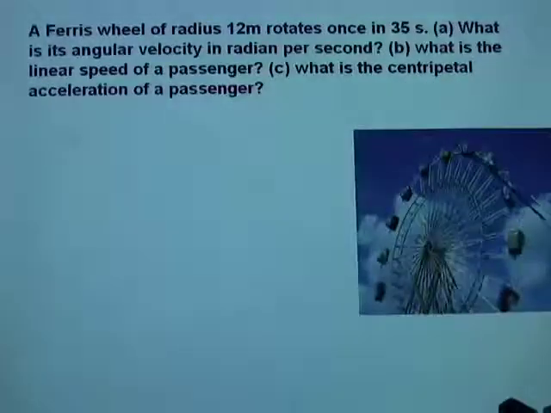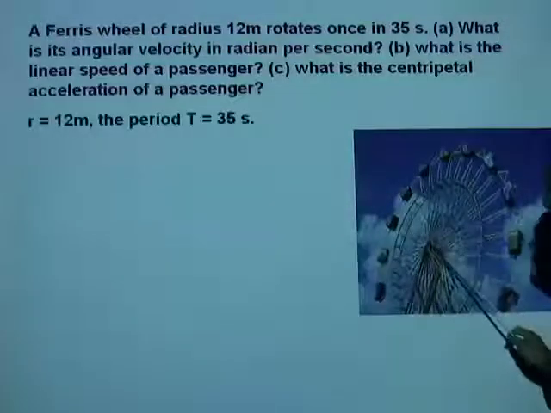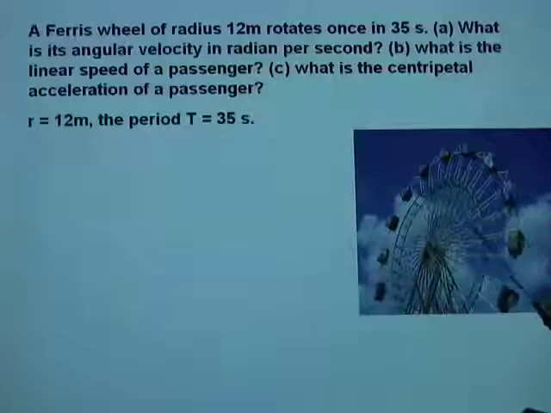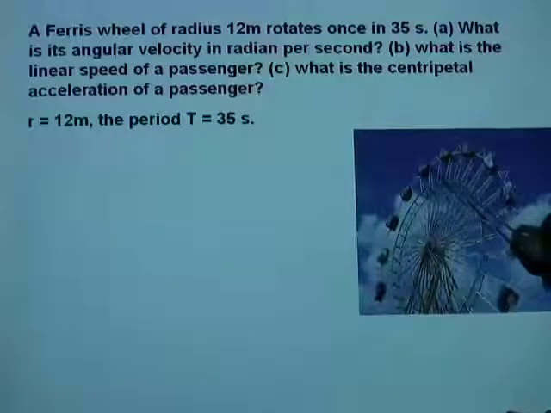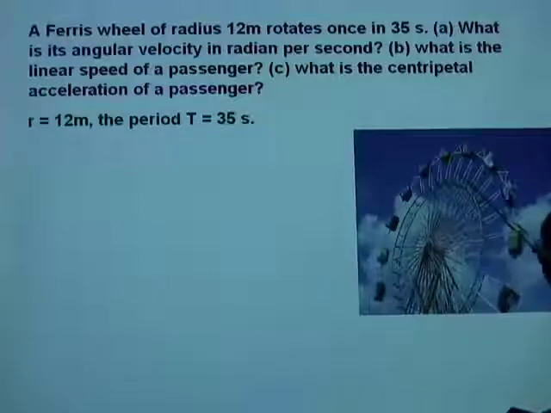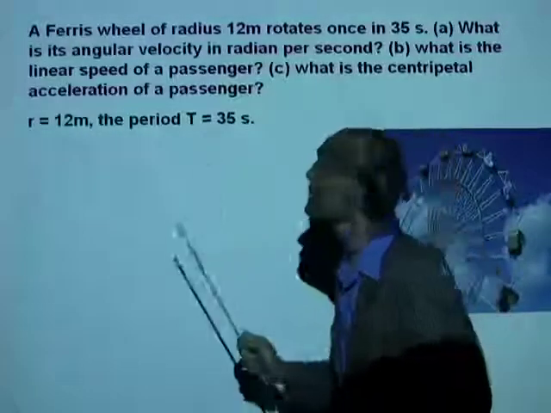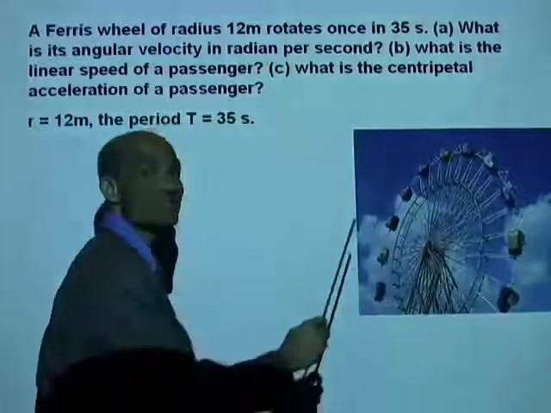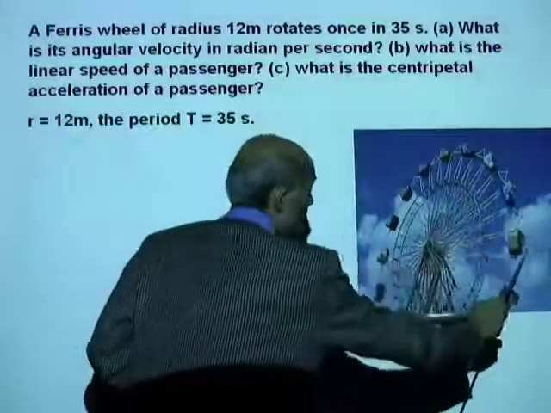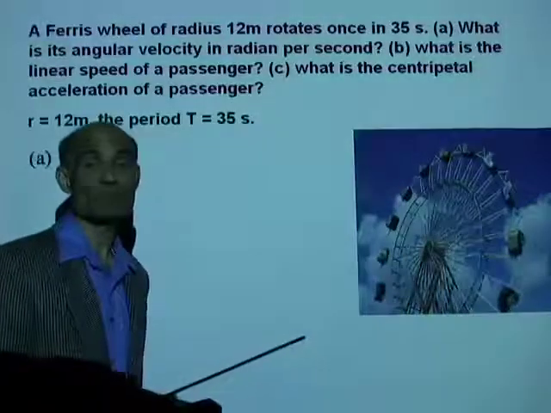Well, here is the Ferris wheel. You are familiar with this. The radius is 12 meter, that's that distance, and passengers are sitting at the edge. Means the distance of a passenger from the center is 12 meter. And the period is 35 seconds. The time taken to go round once is 35 seconds.